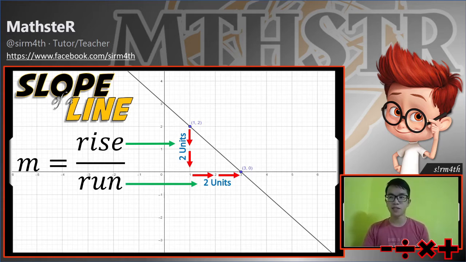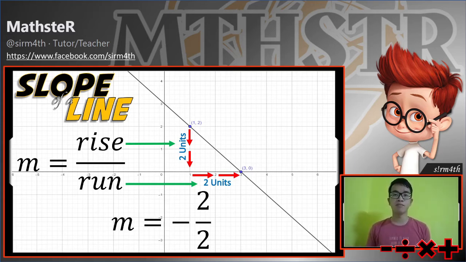So by substituting the number of units, we have m, or the slope, equal to negative 2 over 2. Since we go down 2 units, the sign is negative. But if we go up for the rise of 2 units, yun ay positive. So ayan yung dahilan kung bakit going down yung ginawa natin instead of going up. Since our slope here is negative 2 over 2, ito ay pwedeng maging negative 1. So the slope of points (1, 2) and (3, 0) is equal to negative 1.